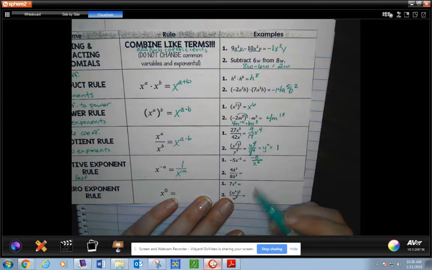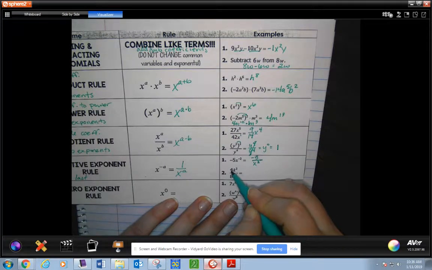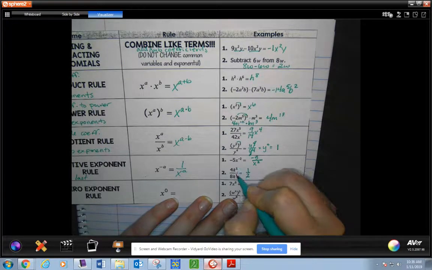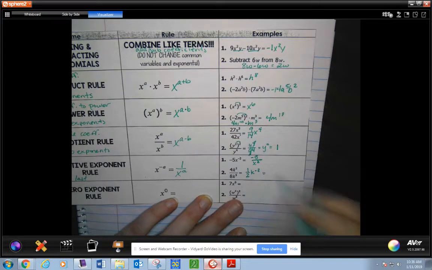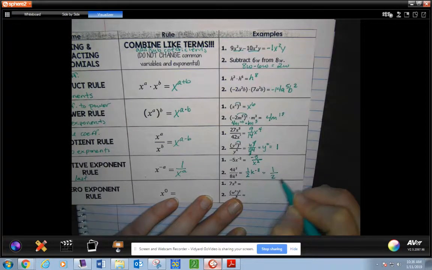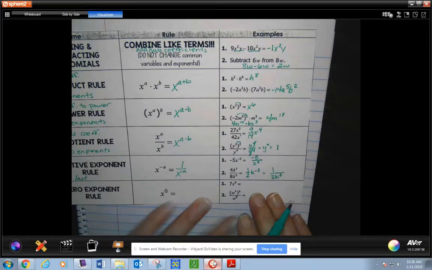For number 2, I need to simplify because this is a division problem. I'm going to do 4 divided by 8, which gives me 1/2. And then dividing means I subtract my exponent. So 2 minus 5 gives me negative 3. That can't be my final answer because I have a negative exponent. So I keep 1/2. And to get k to the third to become positive, I move it to the bottom. And that's my final answer.